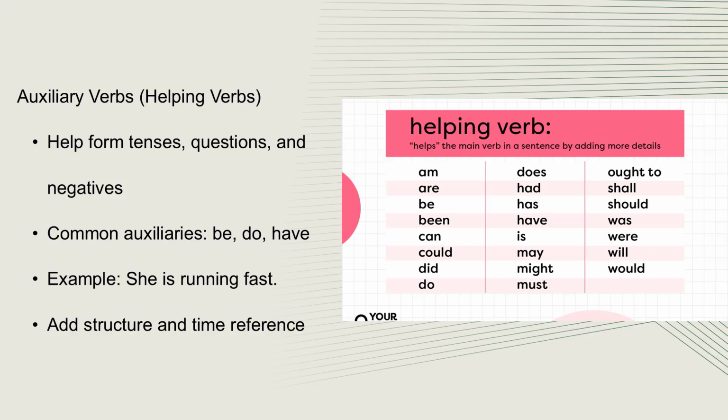Auxiliary verbs, helping verbs. Let's explore auxiliary verbs, also known as helping verbs. They support the main verb by showing tense, question, or negation. Common auxiliaries include be, do, and have. Example: she is running fast. They give sentences structure and time reference.